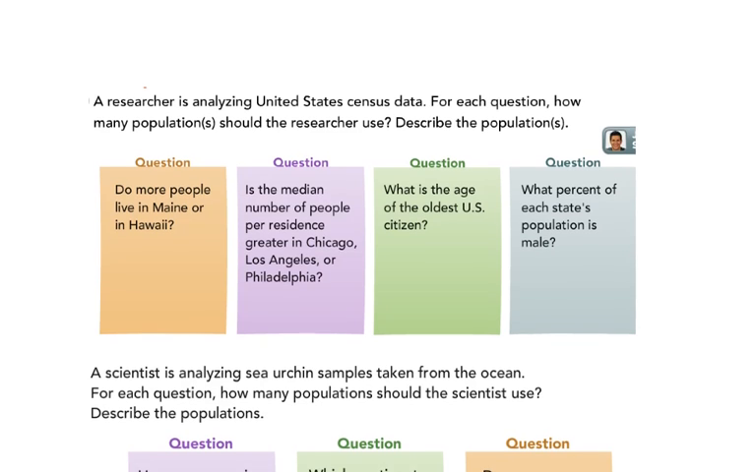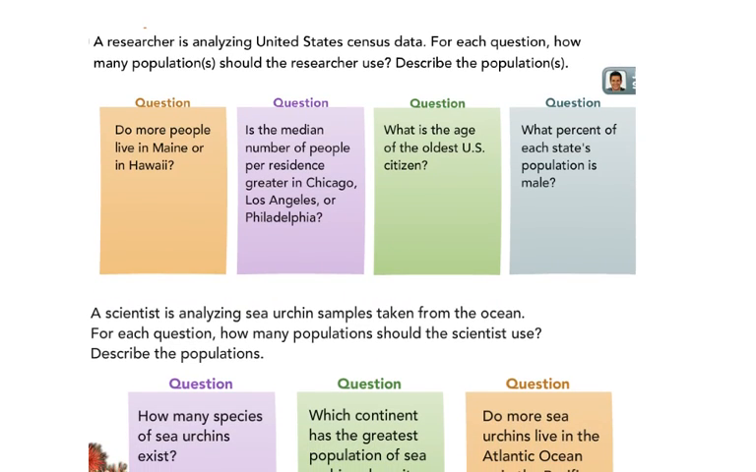A researcher is analyzing United States Census data. A census is a survey asking every individual in the United States questions. It happens every 10 years. For each question, how many populations should the researcher use? Describe the populations. So in this one, you're answering with a number, how many populations, and then after you answer with the number, you are writing what each population is made up of. So pause the video, try these on your own, and then when you have completed each one, check to see if you were right. Pause the video now.